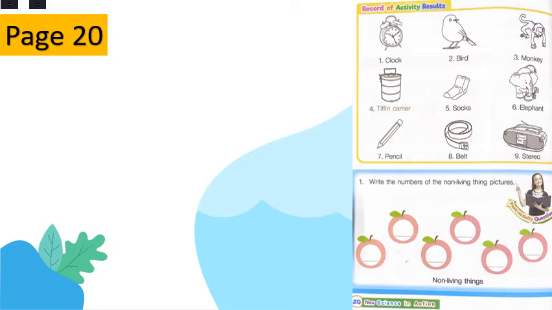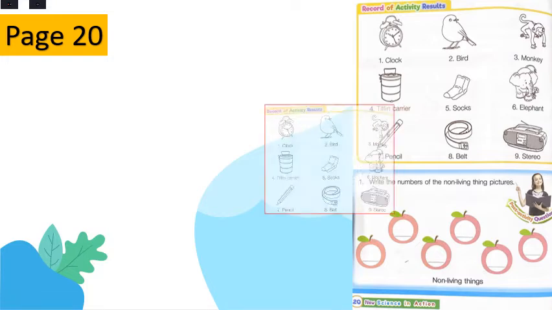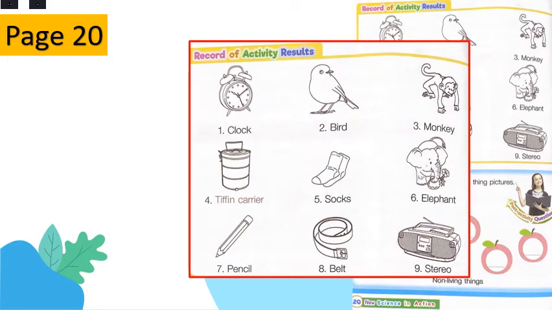First part. Look, there are pictures. We have here clock, number 2 bird, number 3 monkey, number 4 tiffin carrier. This is where you put your food. Number 5 socks, number 6 elephant, number 7 pencil, number 8 belt, number 9 stereo, where you listen to music. Okay, so this is how you do it.